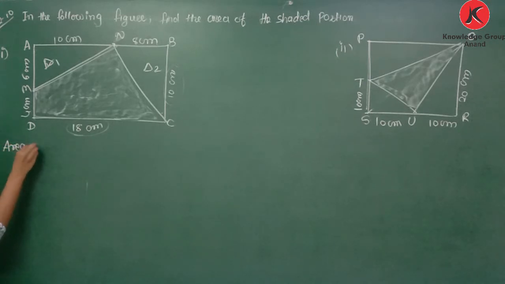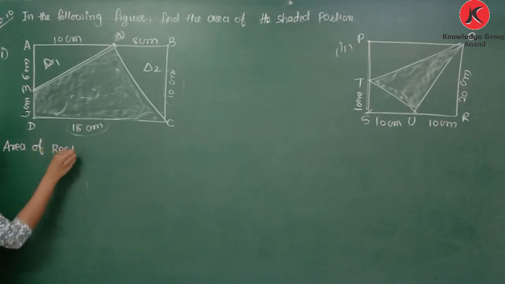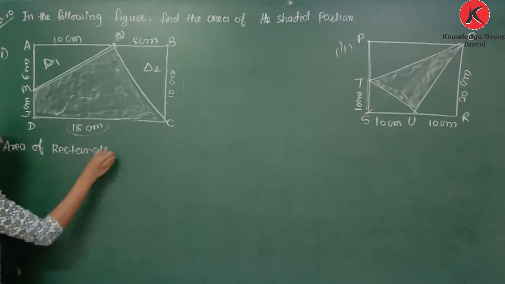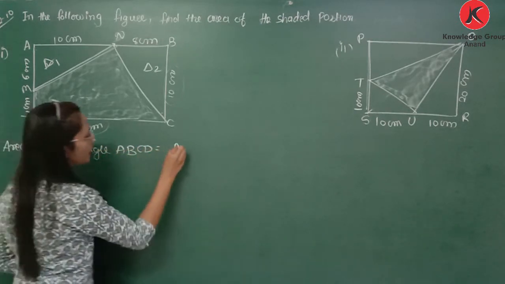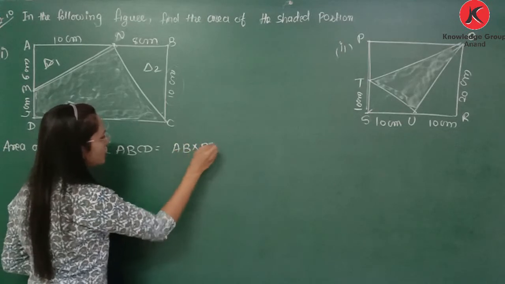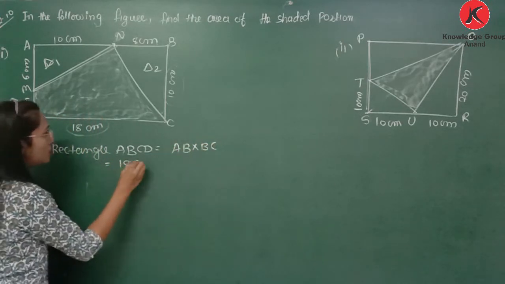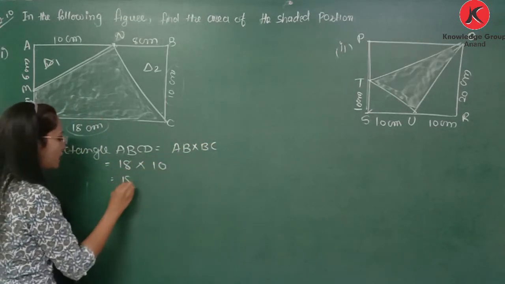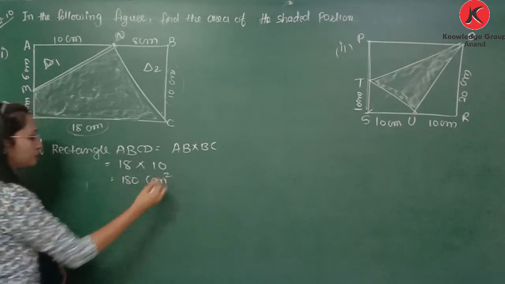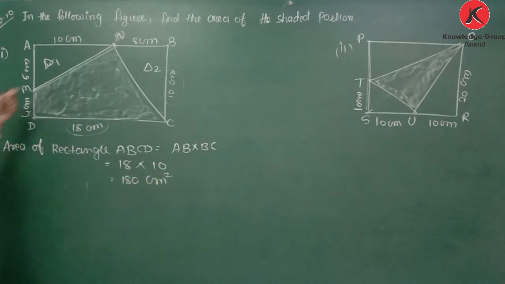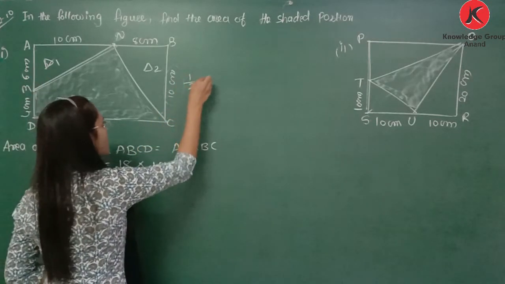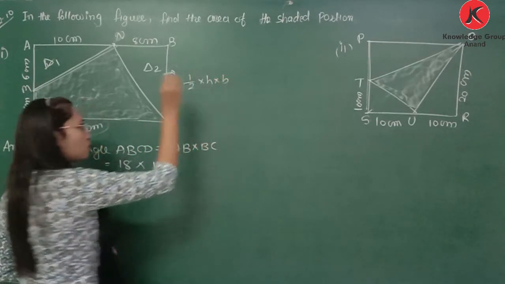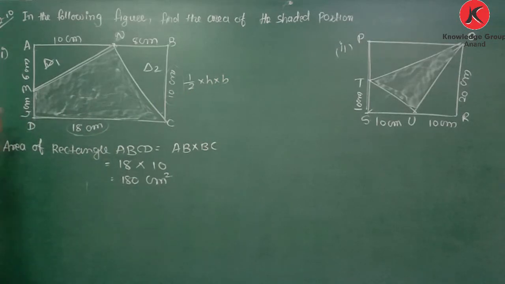So area of rectangle ABCD, that is what? AB multiplied by BC. Now here AB is 18, BC is 10, so it is 180 centimeter square. Now to find the area of a triangle, what is the equation? That is 1 by 2 height into base. Means we need two values, height and base. So is that given in the figure?